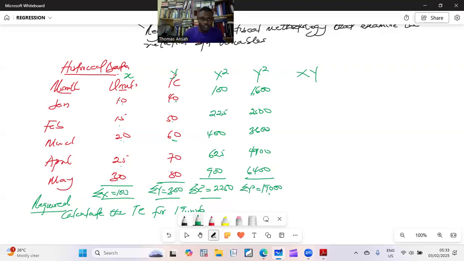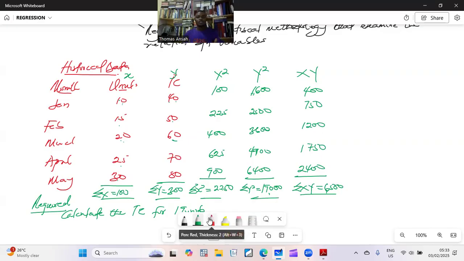Then we are multiplying x and y, so this and this gives you 400. 15 times 5, 75, so 750. And this one too is 1200. That's 25 times 7, that would be 1750. Yeah, that's it. 30 times 8 is 240, so 2400. And if you put all these together, you get sigma xy, that's like 6,500. So this is all you need to do.